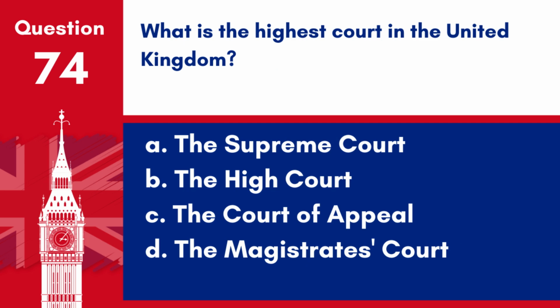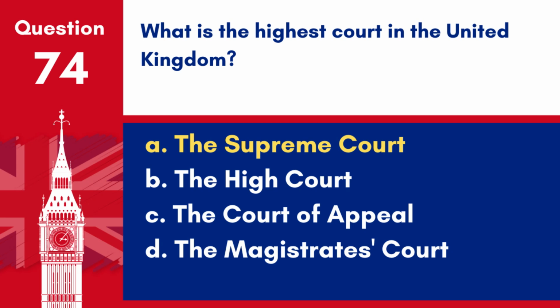Question 74. What is the highest court in the United Kingdom? A. The Supreme Court. B. The High Court. C. The Court of Appeal. D. The Magistrates' Court. Answer: A. The Supreme Court. The Supreme Court is the highest court in the UK, serving as the final court of appeal in civil and criminal cases.